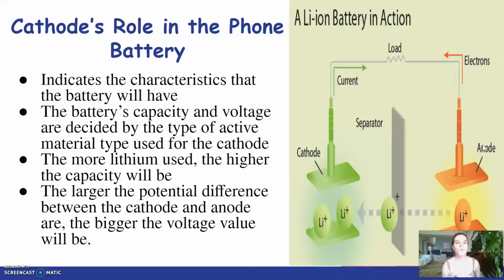The cathode's role in the battery is to indicate the characteristics that the battery will have. It also determines the capacity and voltage by the type of active material used. And the more lithium ion used, the higher the capacity will be. The larger the potential difference between the cathode positive end and the anode negative end, the bigger the voltage drop value will be.